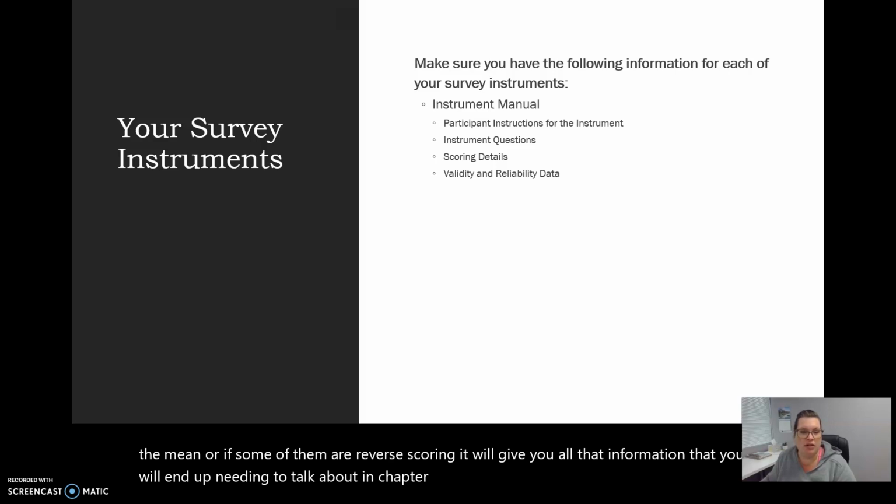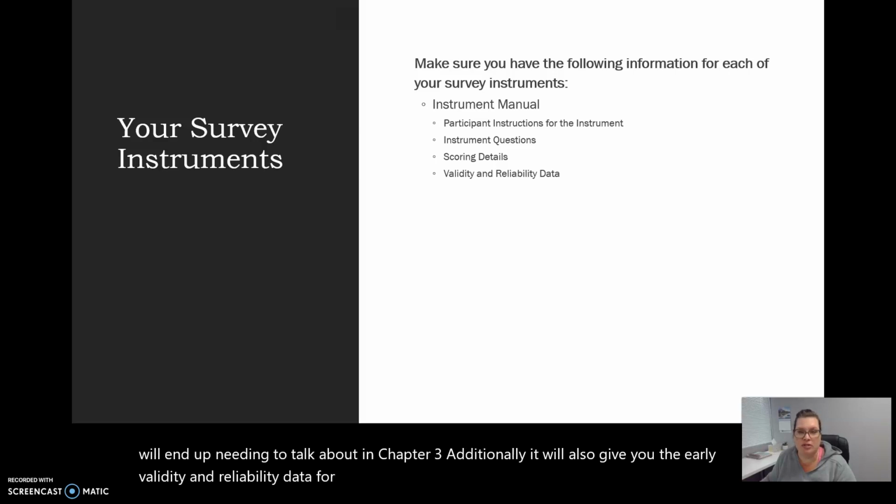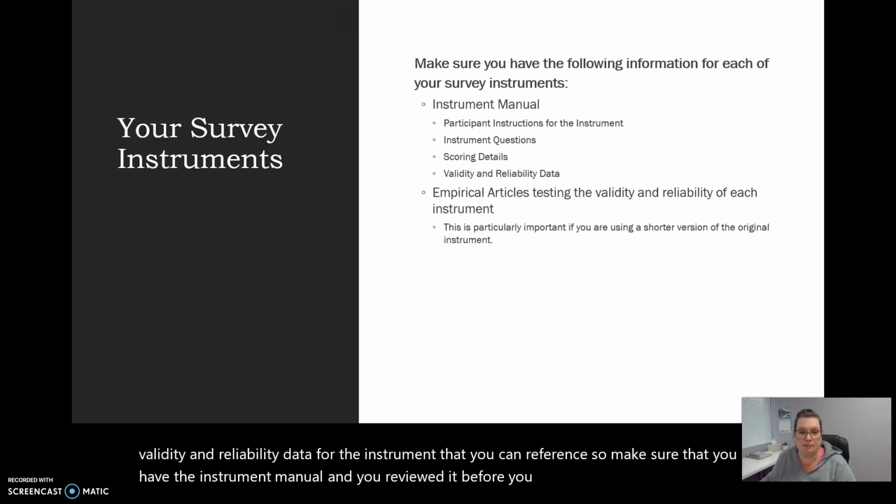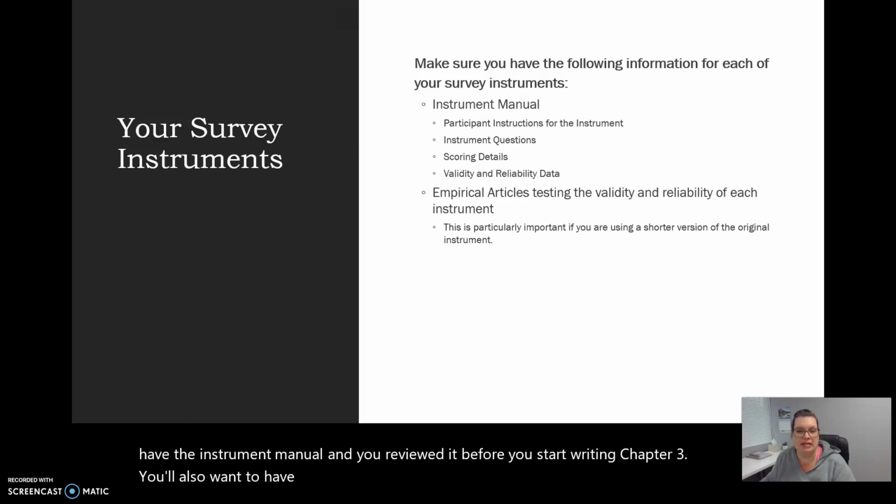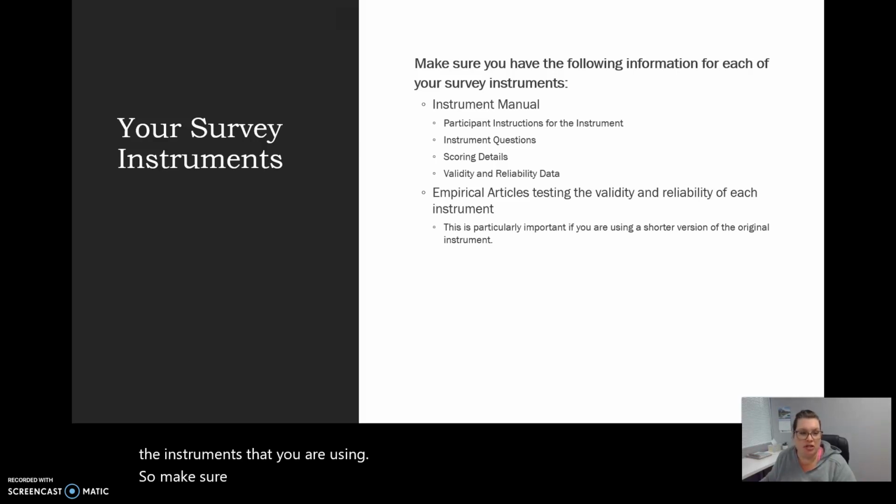Additionally, it will also give you the early validity and reliability data for the instrument that you can reference. So make sure that you have the instrument manual and you reviewed it before you start writing chapter 3. You'll also want to have empirical articles that tested the validity and the reliability of each of the instruments that you are using. So make sure that you pull those articles and that you reference them.